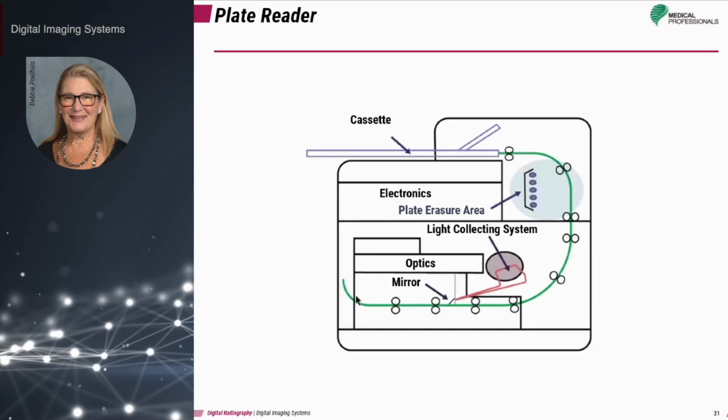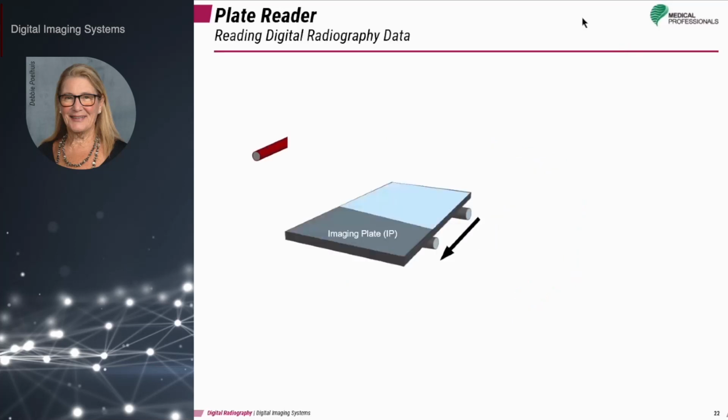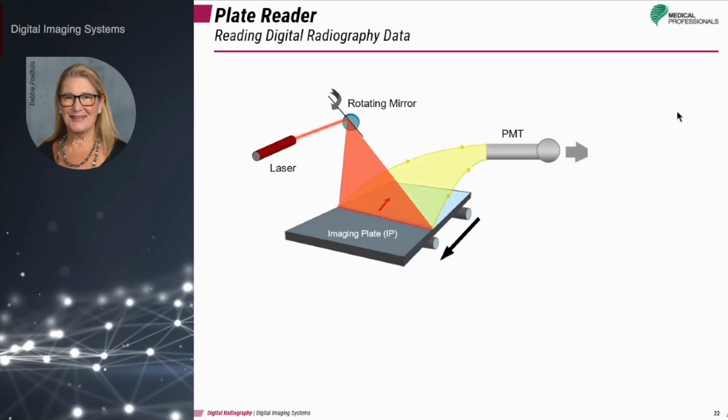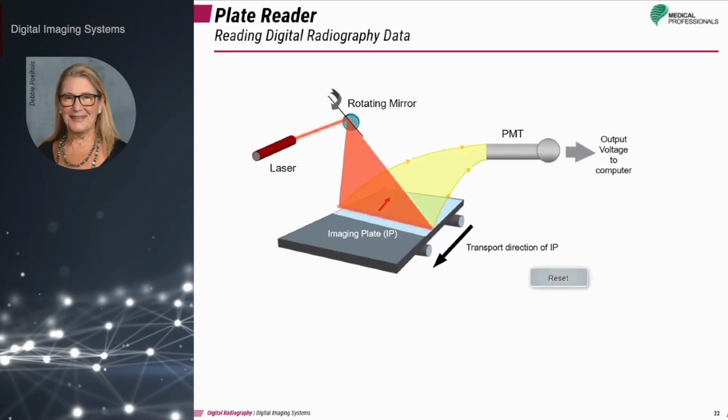As the plate comes back up, it will be erased through the erasure area before it is put back into the cassette. The cassette containing the image plate is inserted into the plate reader, as we said, and the image plate is removed by the drive mechanism. The drive mechanism slowly moves the plate through the reader.